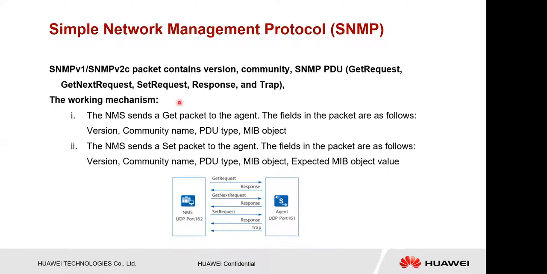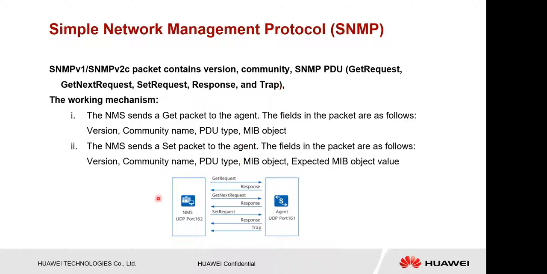So for SNMP, we have SNMP version 1, version 2, and also version 3. For SNMP V1 and V2C, basically the packet contains the version, which is V1 or V2, and also the community, which has the read and write community, as well as the SNMP PDU, a protocol data unit, which consists of GET request, GET next request, SET request, response, and also TRAP.